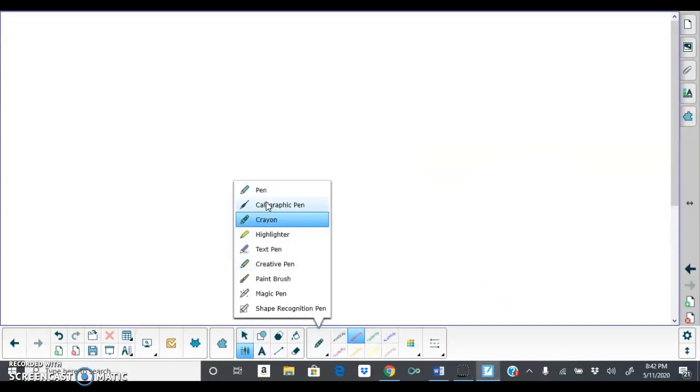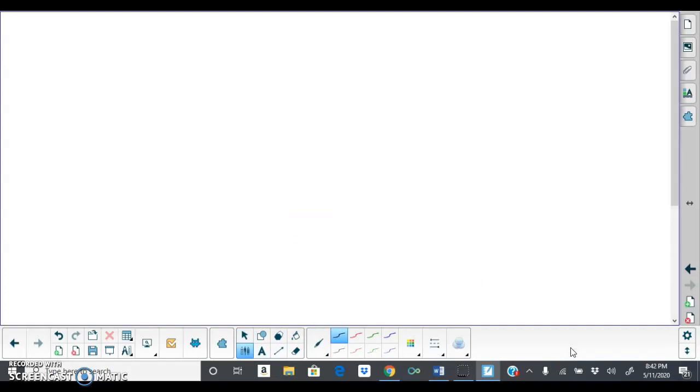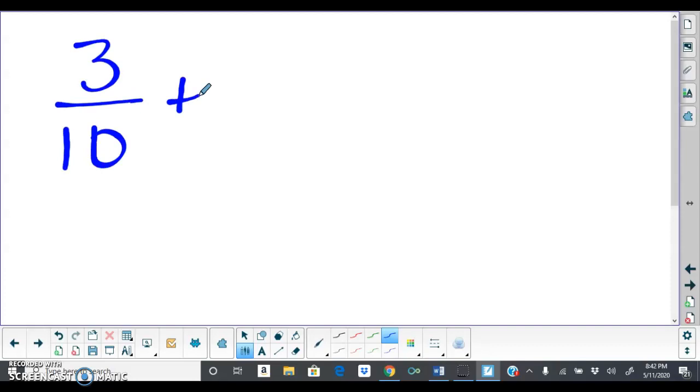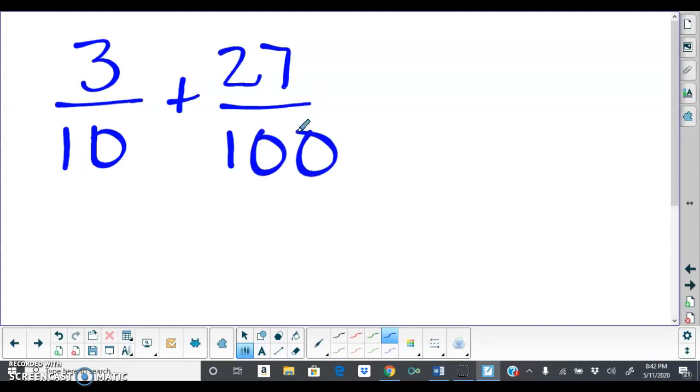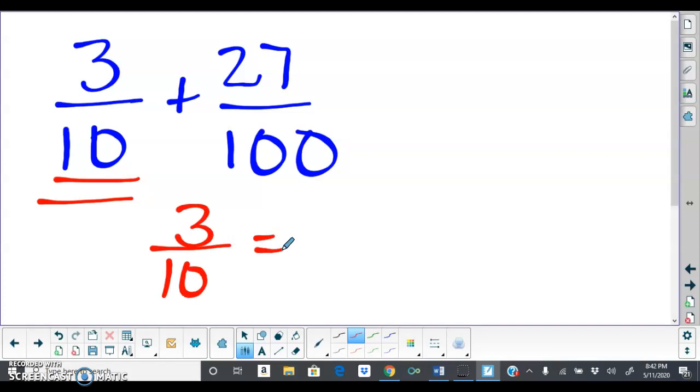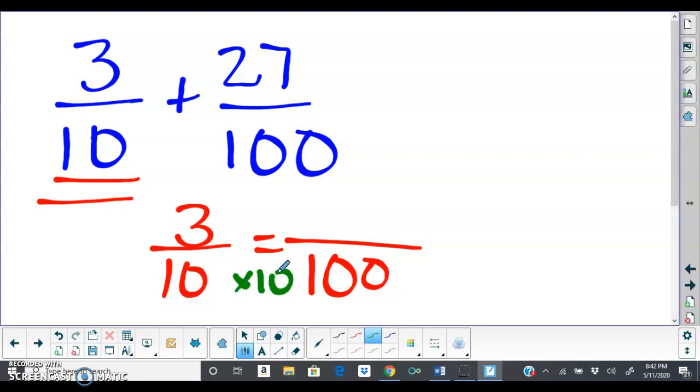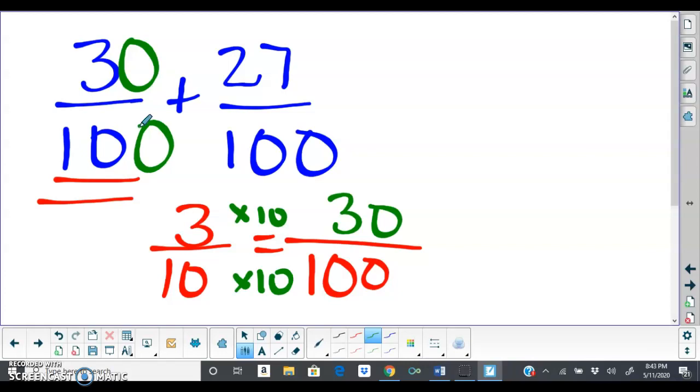Okay, so something that we're going to have to do is change our fractions so they have the same denominator. So if I was adding 3/10 plus 27/100, I would have to change my 3/10 into hundredths. How can I make an equivalent fraction with 3/10, and how do I make that into hundredths? Well, remember, we can multiply to find equivalent fractions. So I say 10 times what equals 100? Well, 10 times 10 equals 100. What I do to the bottom, I must do to the top. So 3 times 10 equals 30. So we know now that 3/10 is actually equivalent to 30/100.